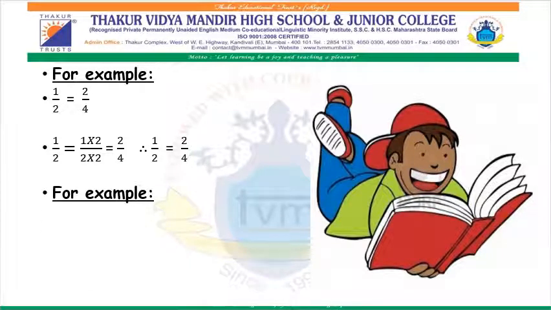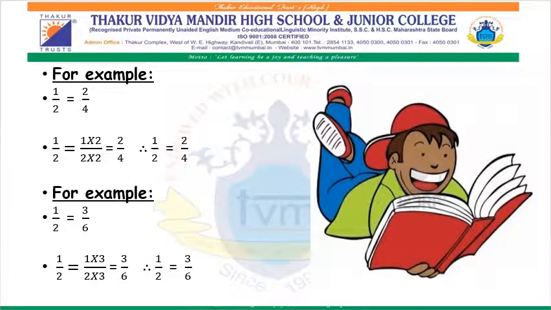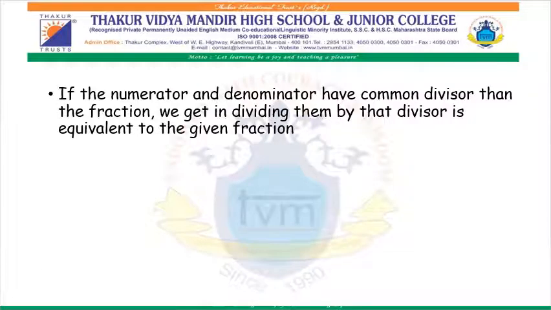Let us check 1 by 2 how it is coming equal to 3 by 6. If I multiply 1 by 2 by 3 on both the numerator and the denominator, I will get 3 by 6. That is why 1 by 2 is equal to 3 by 6. So, if the numerator and denominator have common divisor, then the fraction we get in dividing them by the divisor is equal to the given fraction.